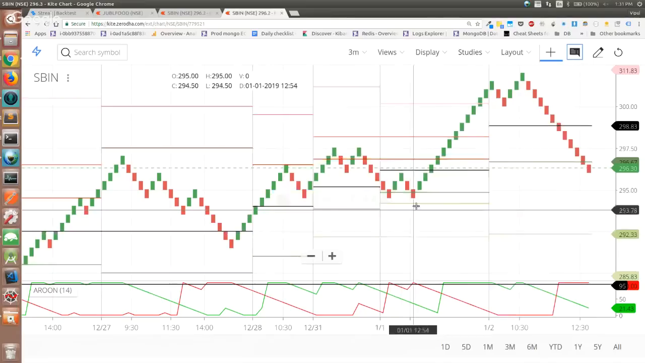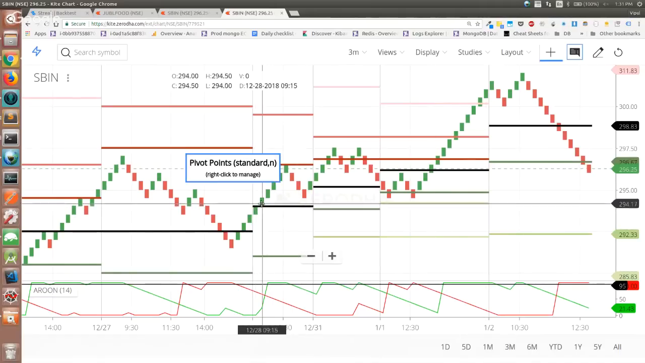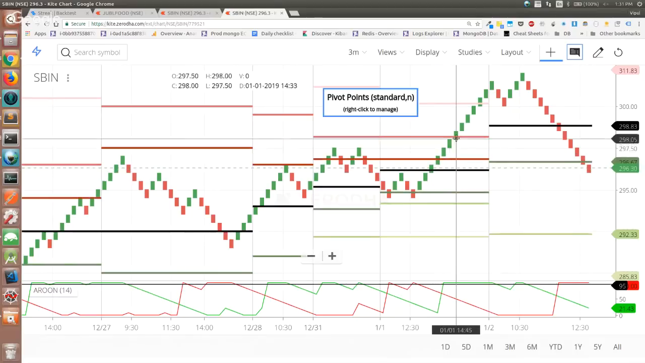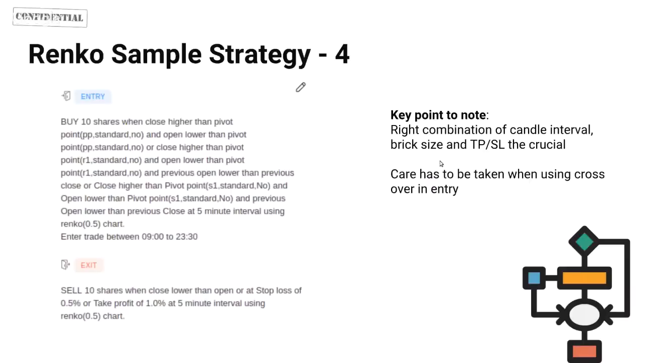It is just saying that if a green Renko is formed through any of the lines here, you want to take a trade. So it will take a trade here when the pivot point is breached. It will take a trade here when the pivot point is breached, and so on and so forth, right? So again, you can see this strategy.